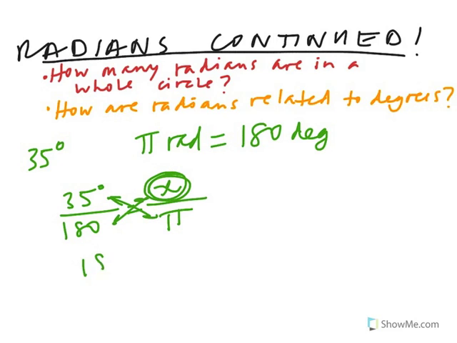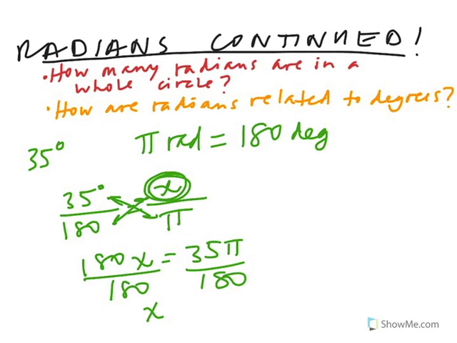So here we'll have 180 times x equals 35 pi. Just divide both sides by 180 and crank that out on your calculator, and whatever you get there, that's your answer. So that's how many radians 35 degrees is. And this works out to be about 0.61 radians.